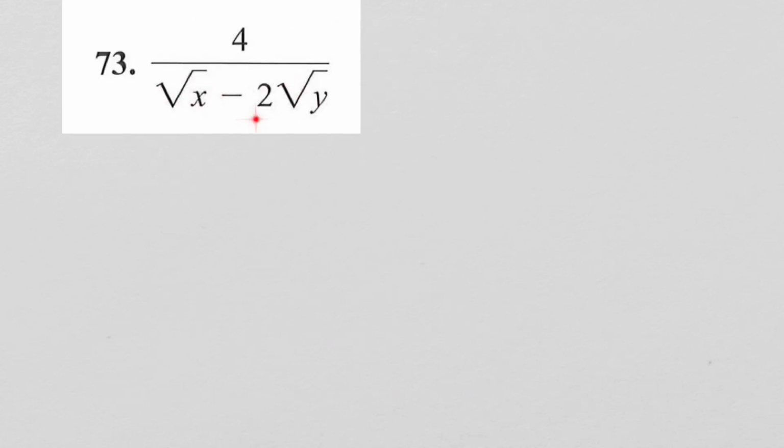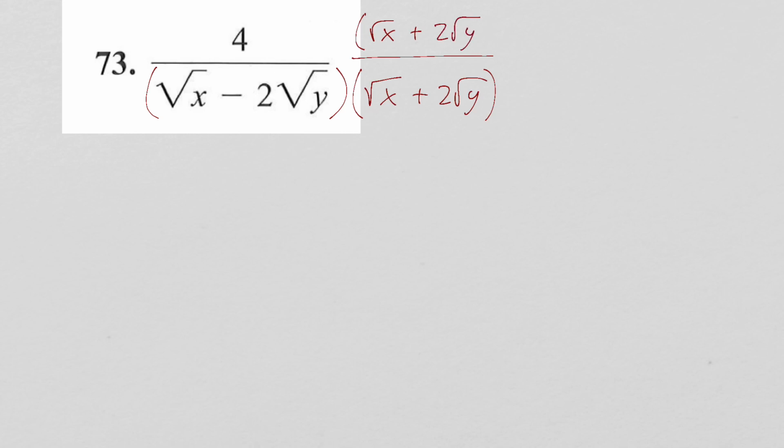Okay, we have a binomial in the denominator with radicals. To get rid of it, we have to multiply by the conjugate pair, which is root x plus 2 root y. We do that to the numerator as well. So in the numerator, I'll distribute that and get 4 root x plus 8 root y. In the denominator, when you multiply conjugate pairs, it's always the square of the first, which is x, minus the square of the second. Now to square this, we square this to get 4, and we square this to get y. So this squared is 4y.